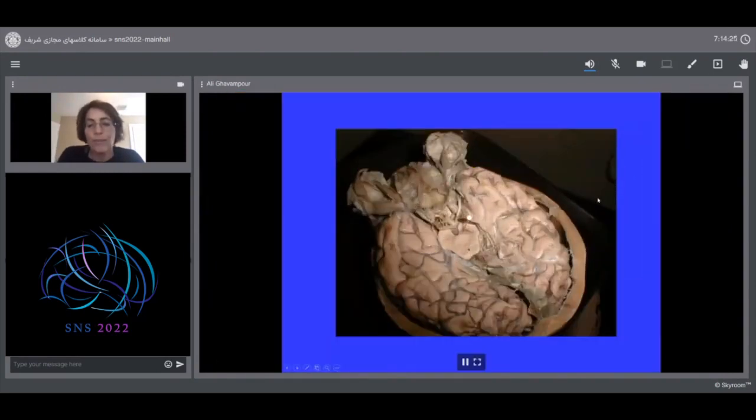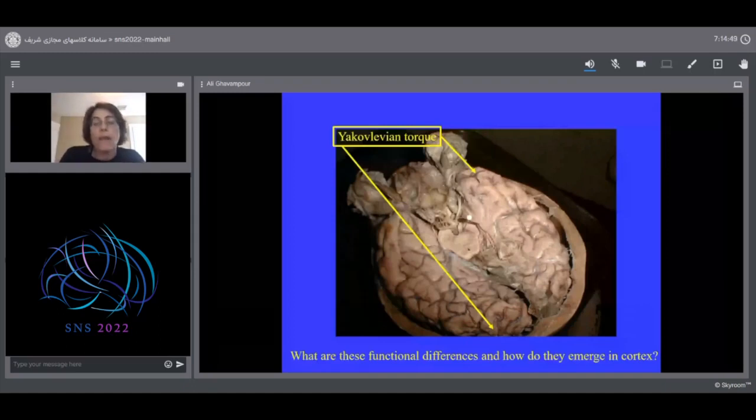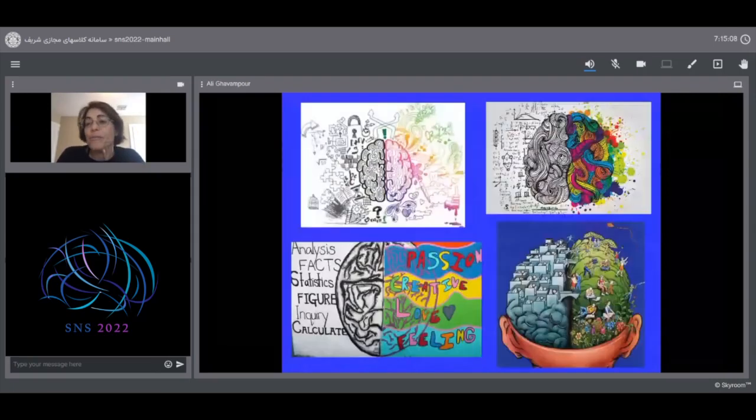Okay, so to the naked eye, the two hemispheres of the brain look rather similar in structure, aside from some very small differences, like this Yakovlevian torque. In humans, the right hemisphere anteriorly projects a little bit more forward, and the posterior occipital lobe a little bit more backward. There are, however, apparently enormous differences in the function of the two hemispheres. So the question I'd like to address today is, what are these functional differences and how do they emerge in cortex?